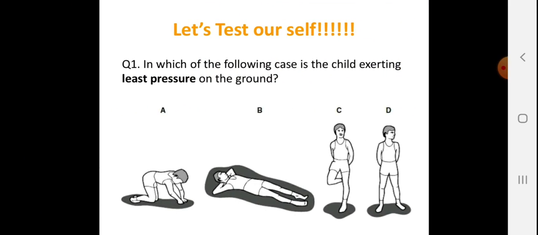Let's test ourselves. In which of the following cases does the child exert least pressure? I think B, because the area is more. So when the surface area is more, pressure will be least. And in C, the pressure will be highest because surface area is least.